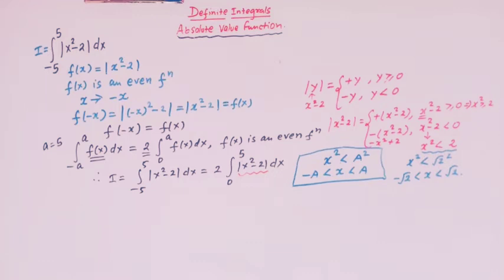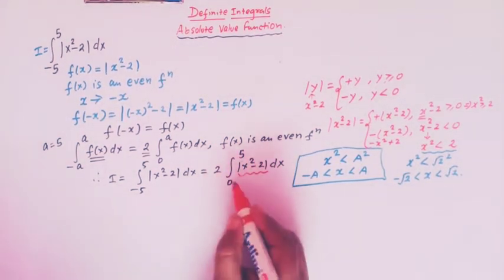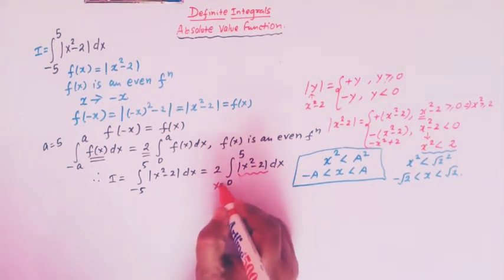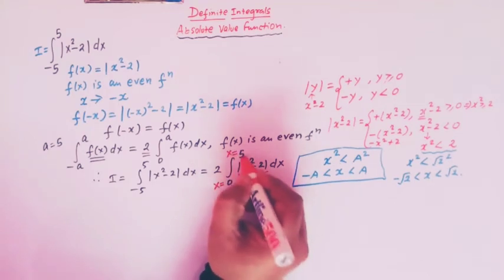Okay, so we have done all these things, and now let us come to our original integral. Now here we see that x varies from 0 to 5.